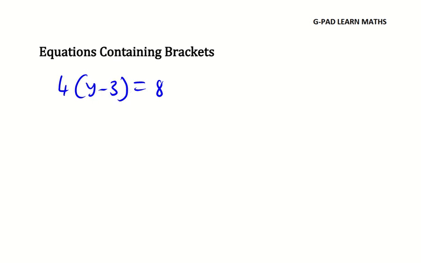So the first thing you will do here is to eliminate the bracket. By that I mean you have to expand. If you expand this, the bracket would have been eliminated. So 4 into y will be 4y, and 4 into minus 3 will be minus 12, and that's equal to 8. You see now the bracket has been eliminated. It has been cleared off. So that's the first thing you do.